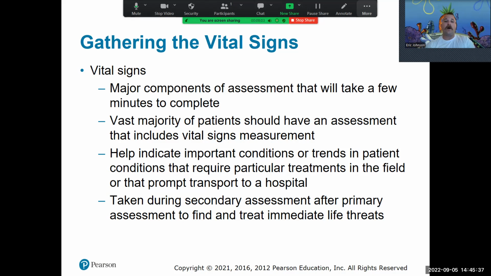We need to assess what we call baseline vitals. These baseline vitals will help us determine what steps to take next. And these steps we call interventions. I've used that term in class before, but I want to make sure that this is abundantly clear.